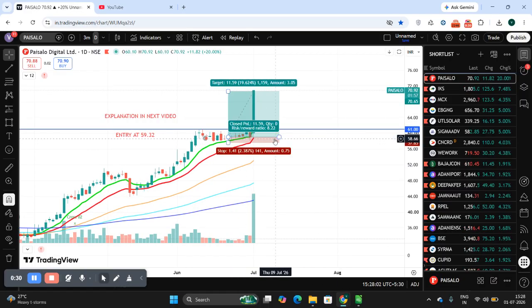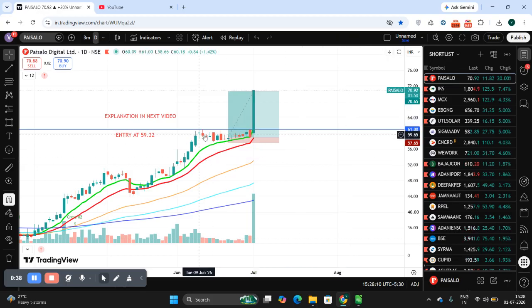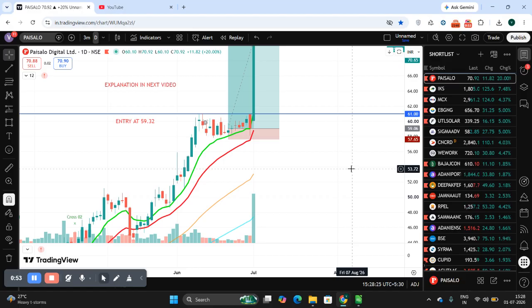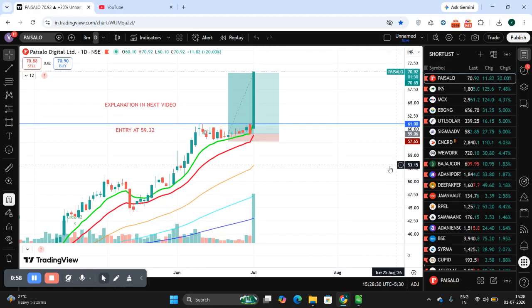You can see my entry is 59.32. It's around somewhere here. I didn't chase it. I actually anticipated this entire move and entered early at 59.32. I'll put the screenshot to confirm that I'm in this trade at 59.32.